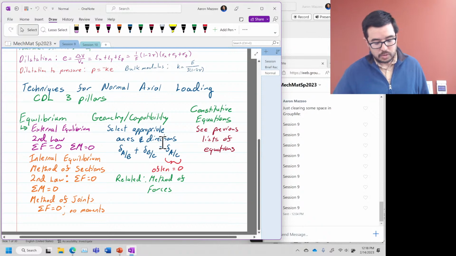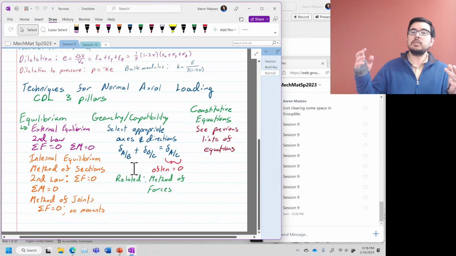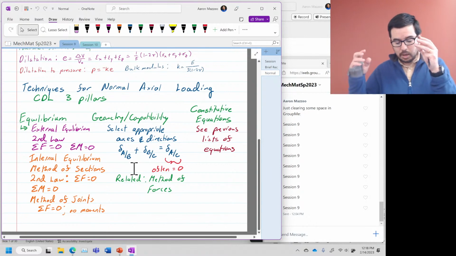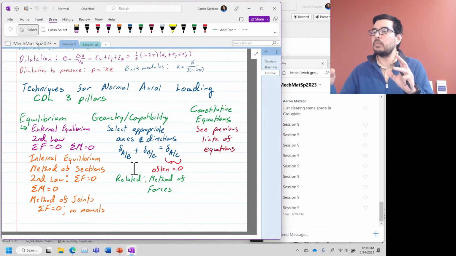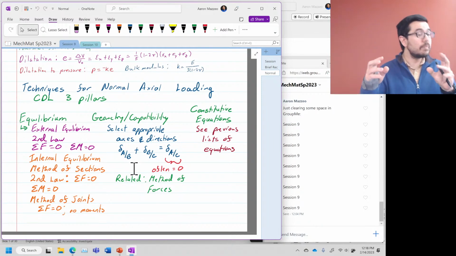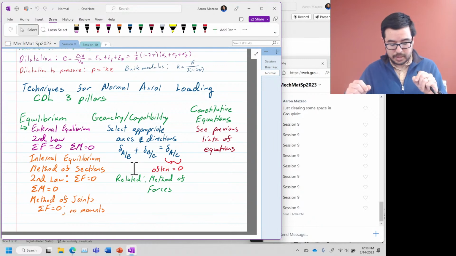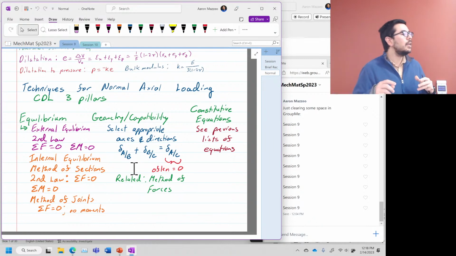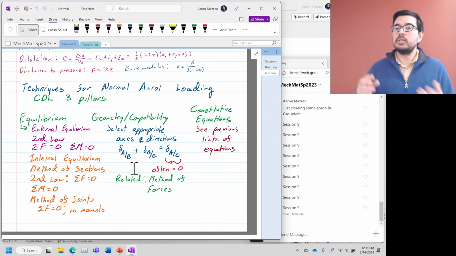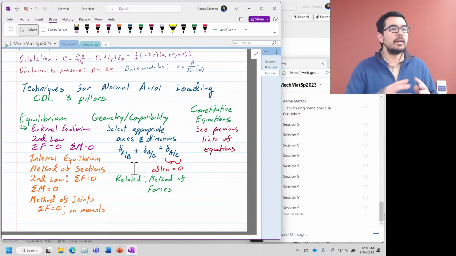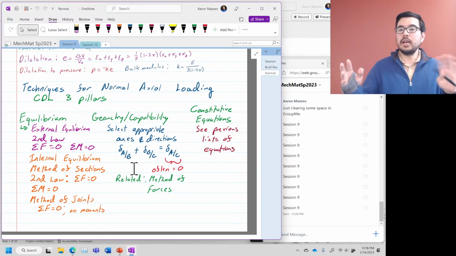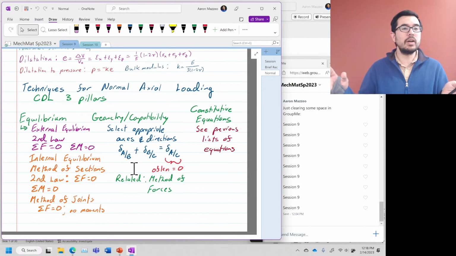And for geometric compatibility, often we're looking at, okay, what is the displacement of A relative to B? What is the displacement of B relative to C? And then can we add those to each other and say that's going to be the displacement between A and C? And then kind of related to using geometric compatibility is our opportunity to use method of forces, use superposition. Okay? So that on one page is kind of the overview of what I think we've covered with normal and axial loading.